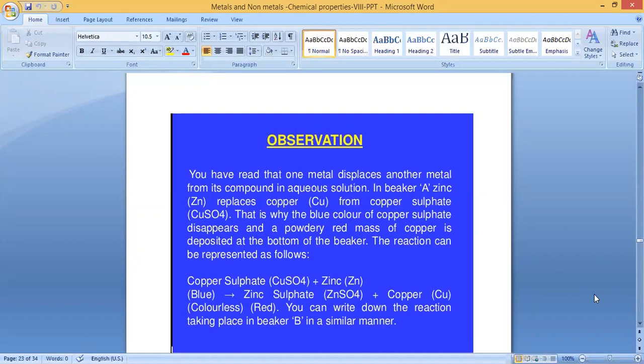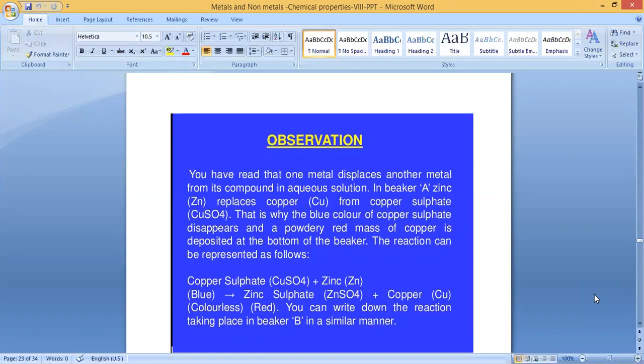Then we have read that one metal displaces another metal from its compound in aqueous solution. So one metal can displace another metal from its compound in aqueous solution. In beaker A, zinc replaces copper from copper sulfate solution. I told you there are 5 beakers, A, B, C, D, E. In beaker A, zinc replaces what? It replaces copper from the compound. Which compound? From copper sulfate solution, CuSO4. Zinc Zn, copper Cu, copper sulfate CuSO4.